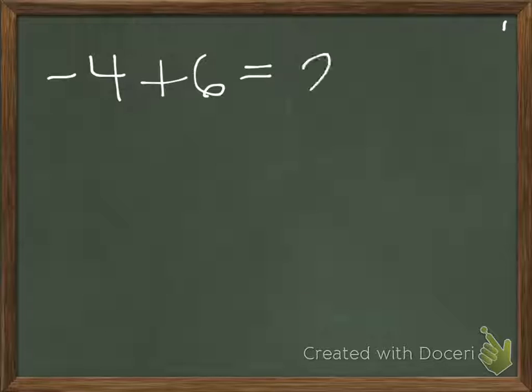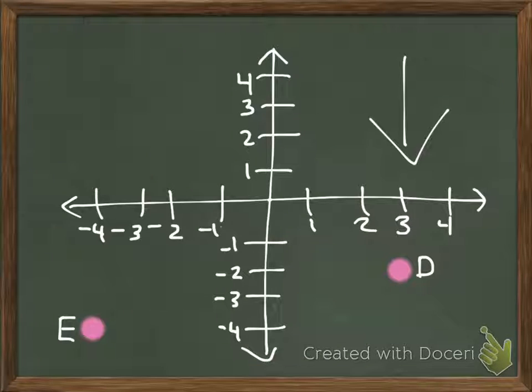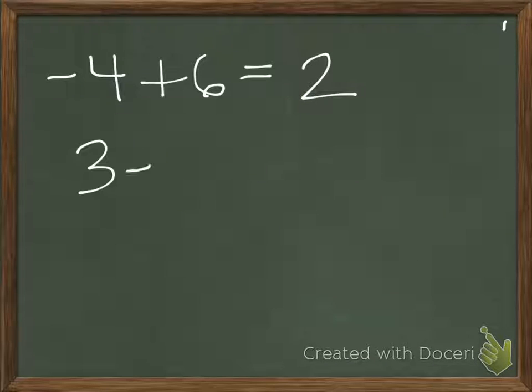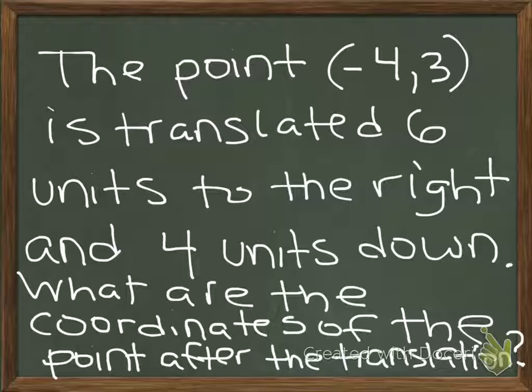So that means I'm going to be adding 6 to my x-coordinate, or -4 plus 6, which gives me +2. And then if I'm going 4 units down on the y-axis, and the y-axis would be down here, if I go 4 units down, that means subtracting by 4 for the y-coordinate. So the y-coordinate here is 3. I'm going to subtract 4 and get -1. And that's going to give me my ordered pair, 2, -1, that I've translated from the ordered pair they gave me, -4, 3.